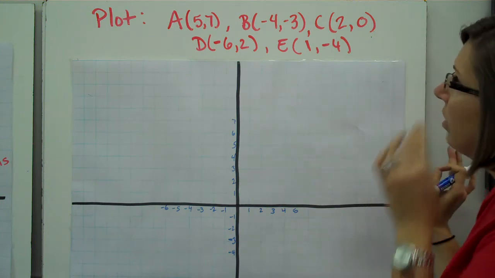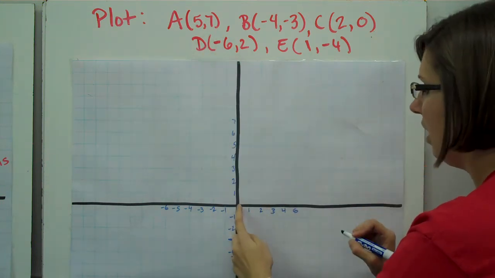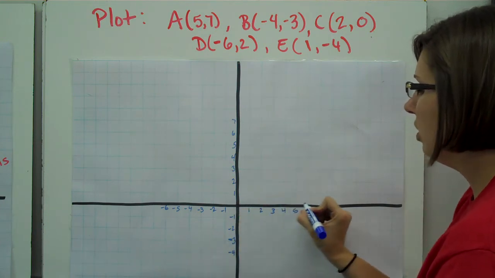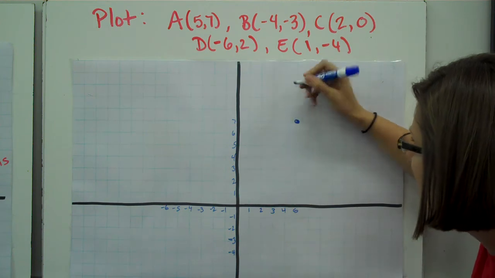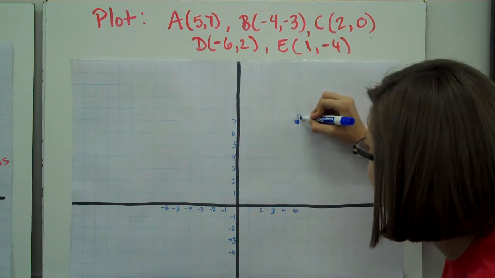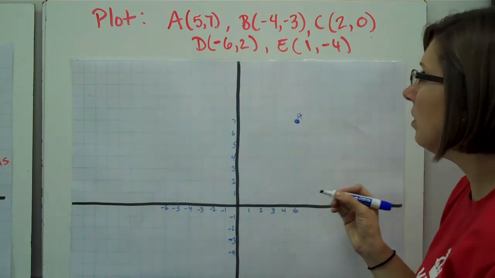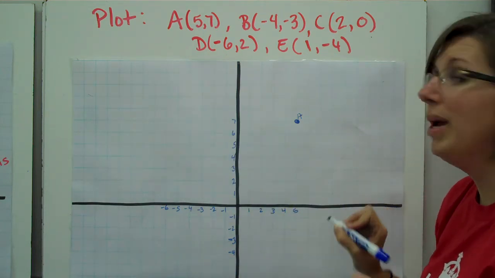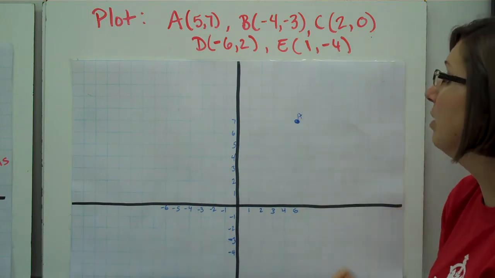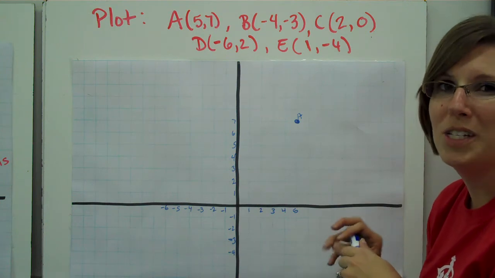So now let's go through and plot these points. I'm going to go first to (5, 7). So I go 5 to the right on the x-axis, up 7. I put a dot and I'm going to label it A because that's point A. Get the idea? Why don't you pause the video, graph the rest of these points on your paper, and then, when you're ready, push play and you'll see them come up on the screen.